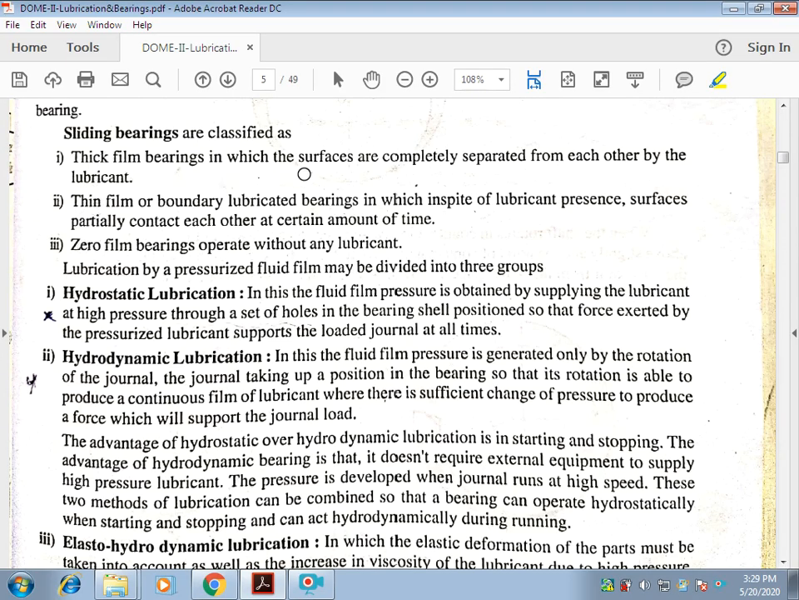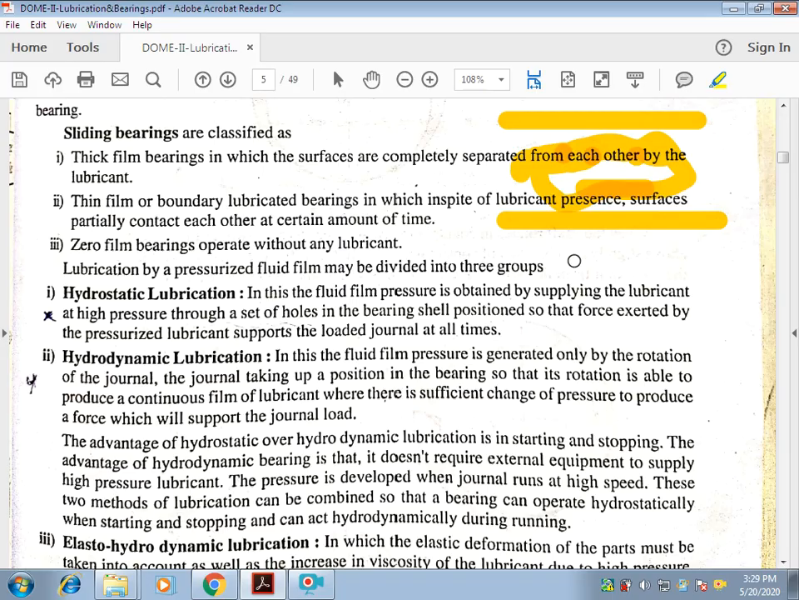Thick means the surfaces are completely separated from each other by the lubricant. Here one surface will be there, here another surface, and in between will be your lubricant. Everything in between will be lubricant. This whole body will be lubricant. Then you put a thick film lubricant.